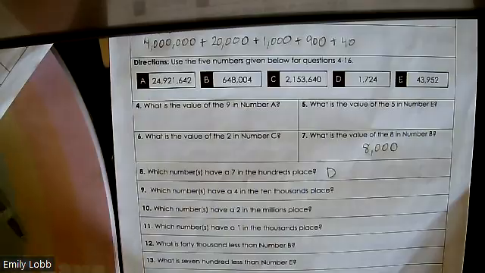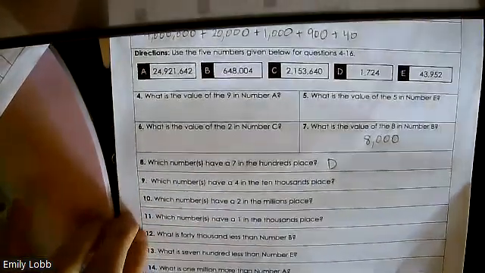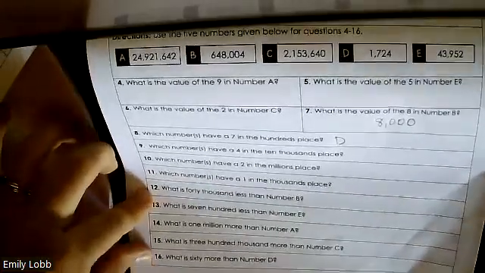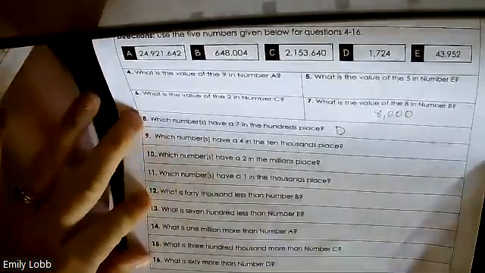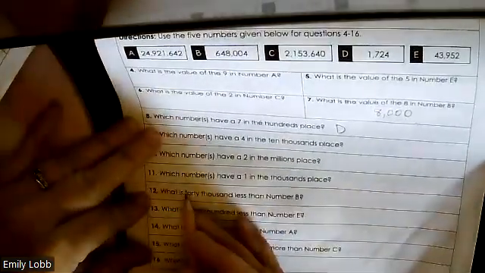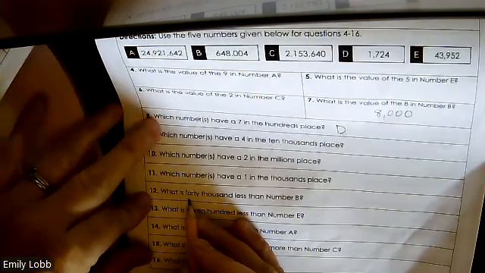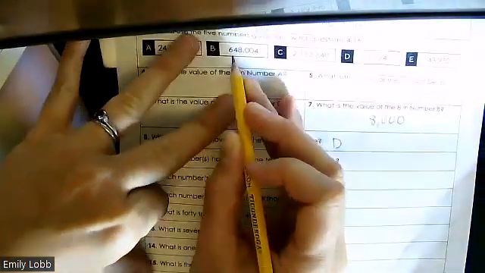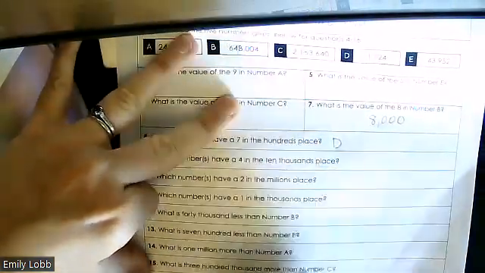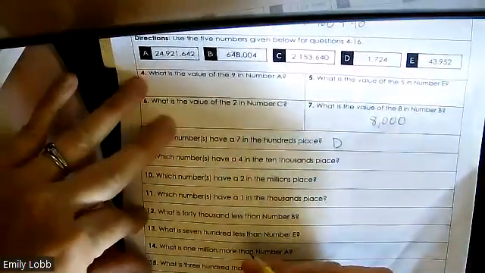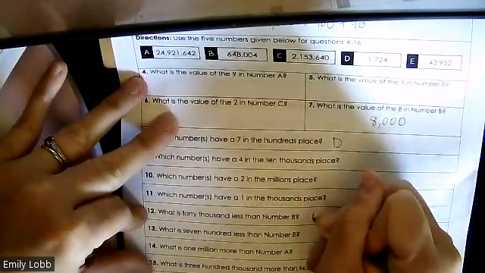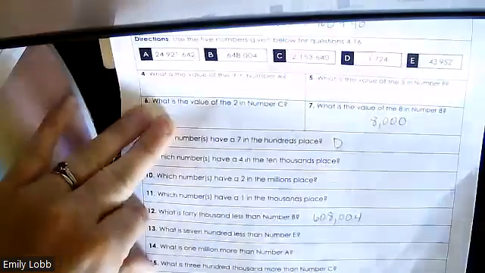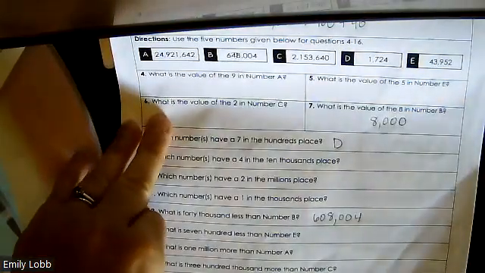All right, so same thing with 9 and 10 and 11. These last few, 12 through 16, you're looking for that place. If it's 40,000 less, I'm looking at number B. 40,000 less, I'm finding the 10,000s place and subtracting 10 from it. So for number 12, you should have said 608,004.